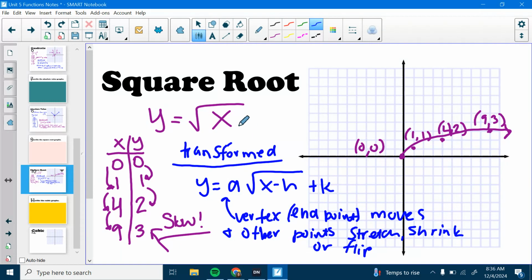Okay, so that's what happens. We can have a nice flipped graph. We could have a nice tall graph. Okay, lots and lots of different ways in which the square root graph can change.